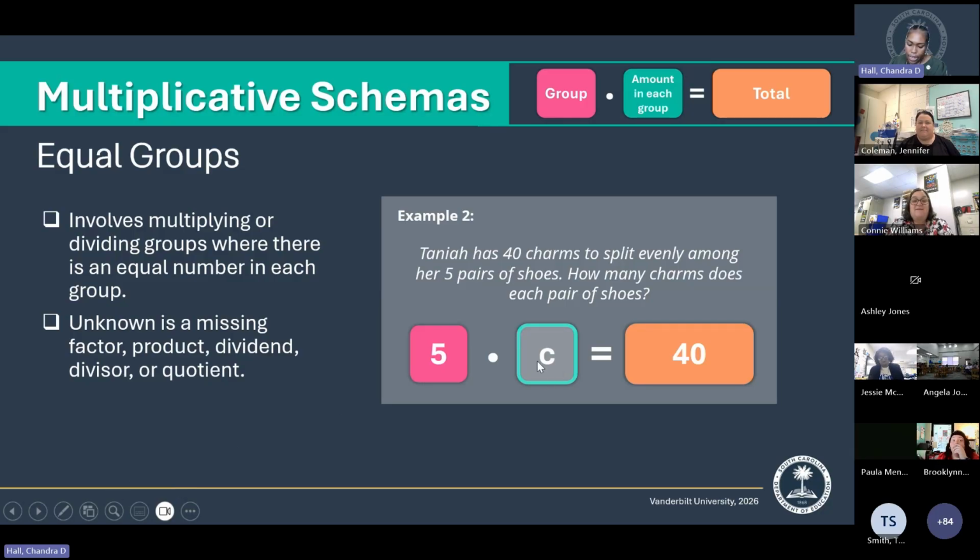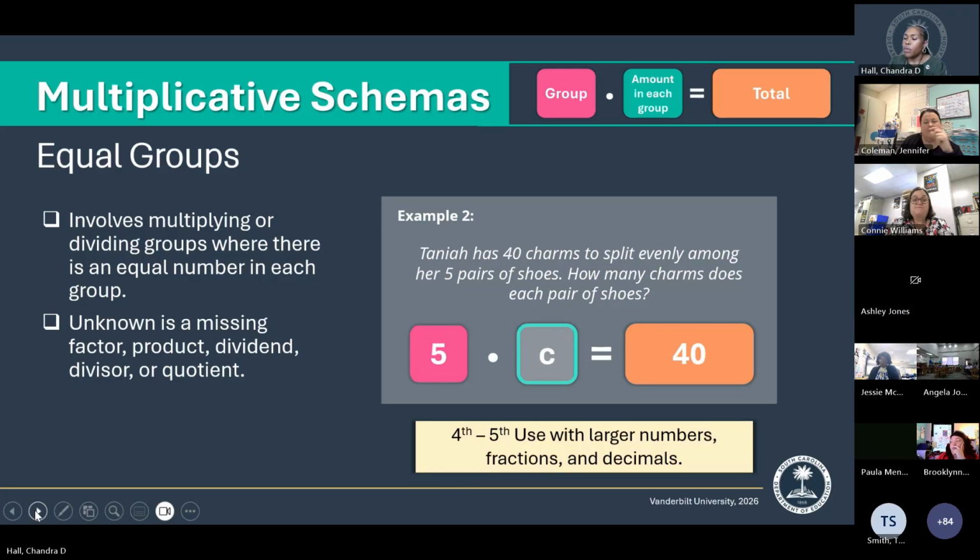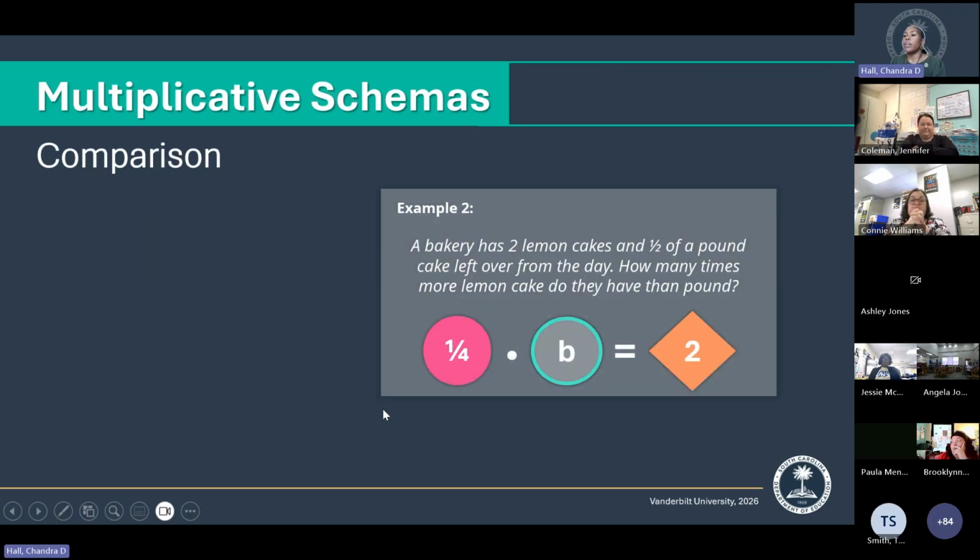With third grade, the unknowns can be represented with a question mark, an open box, a symbol, or a letter. But again, fourth grade is when we're expecting students to use those themselves. Okay. Fourth and fifth grade can use this with larger numbers, fractions, as well as decimals, because we know that those are concepts that they cover. Okay, and again, I already made that note about the variable.